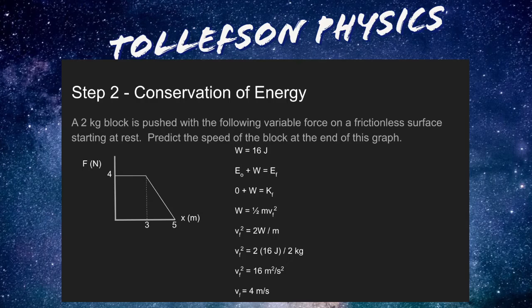Kinetic energy is 1/2 mass times velocity squared. So I substitute that into the equation, and ultimately I can solve for the velocity as shown here. When I solve for the velocity, I find that the final velocity is 4 meters per second. So keep practicing these types of questions so that you can get better.